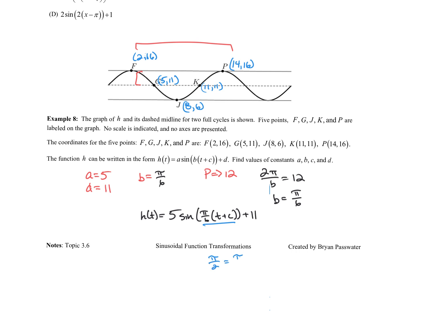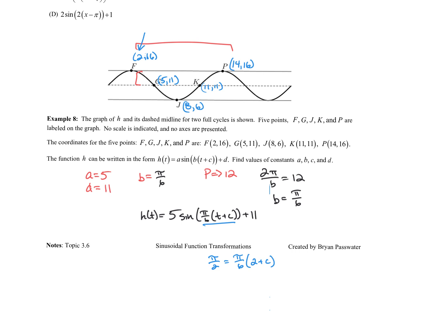And so I'm going to set pi over 2 equal to pi over 6 times my t value. Now, what t value did it reach its maximum at in this case? 2. And I'm solving for c. So I'm setting pi over 2 equal to pi over 6 times the quantity 2 plus c. All right? And so now I need to solve for c.